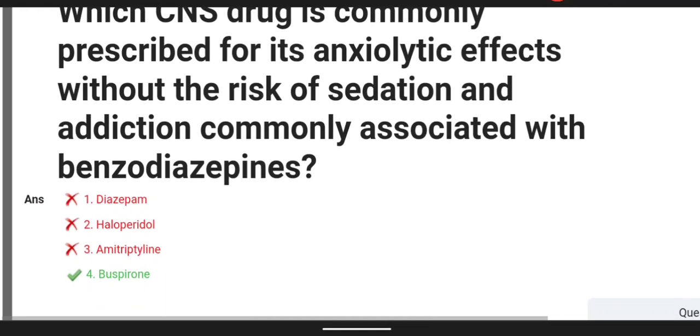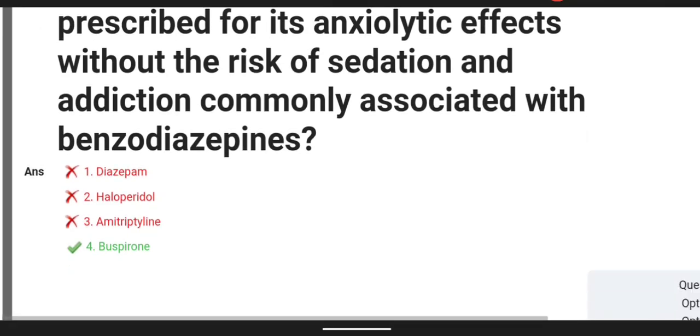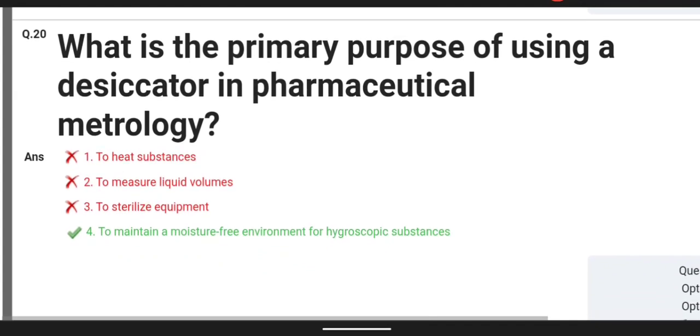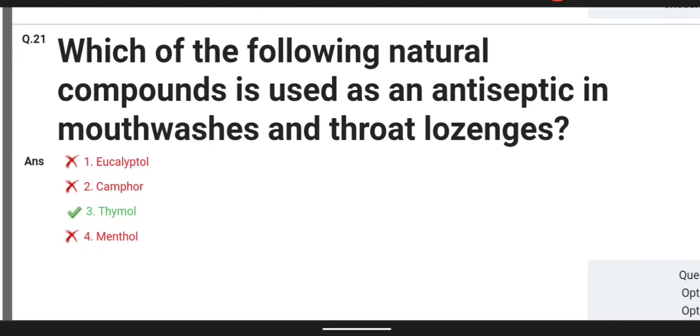Which CNS drug is prescribed for its anxiolytic effects without the risk of sedation and addiction commonly associated with benzodiazepines? Example: buspirone. Next, what is the primary purpose of using a desiccator in pharmaceuticals? To maintain a moisture-free environment for hygroscopic substances. Next, which of the following natural compounds is used in antiseptics, mouthwashes and throat lozenges?